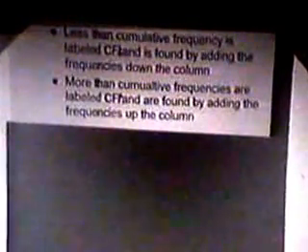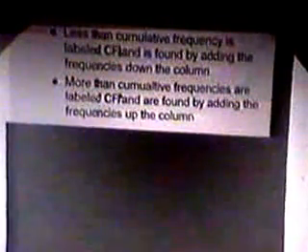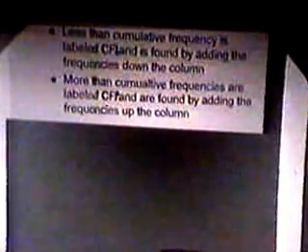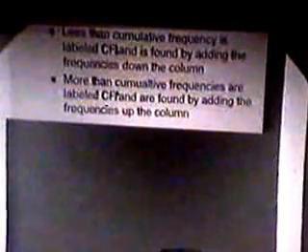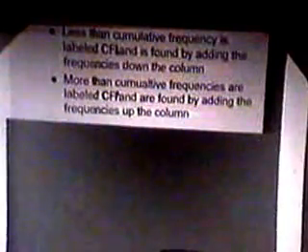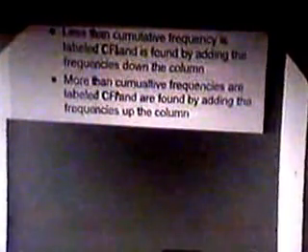More than cumulative frequencies are labeled CF with the arrow going up. So less than goes down, more than goes up. More than cumulative frequencies are labeled CF with the arrow going up and are found by adding the frequencies up the column.